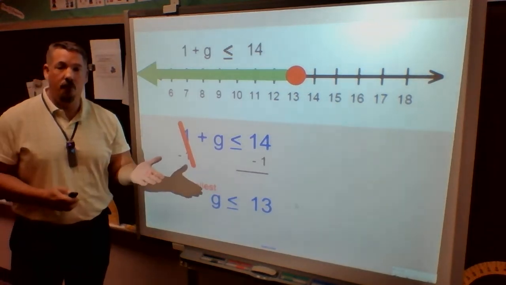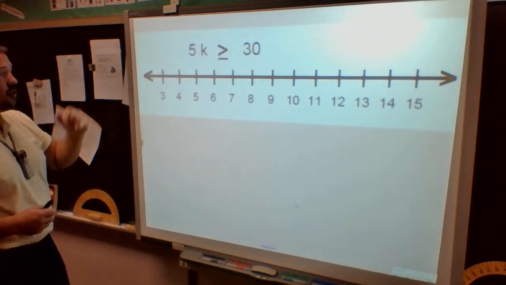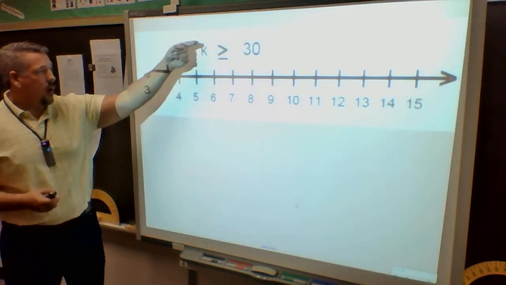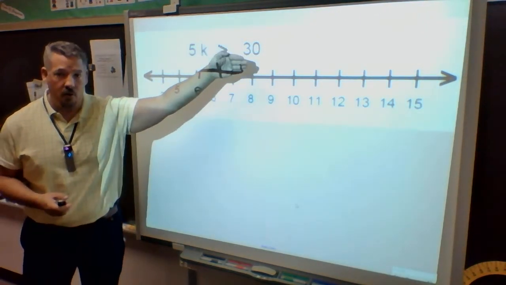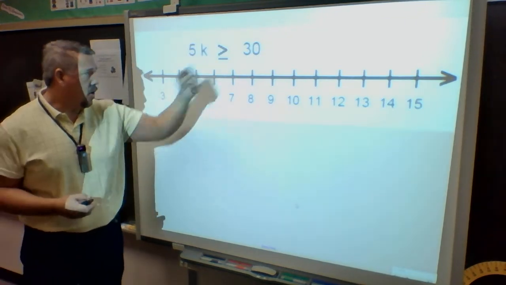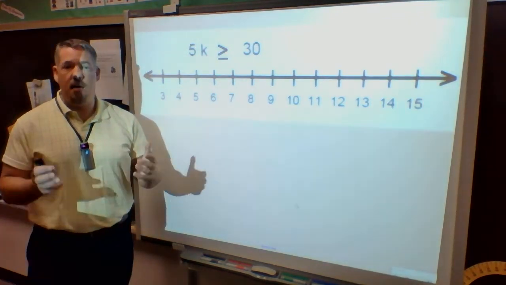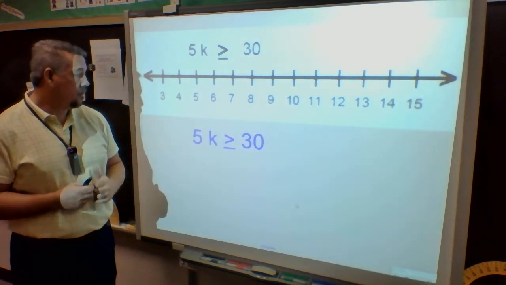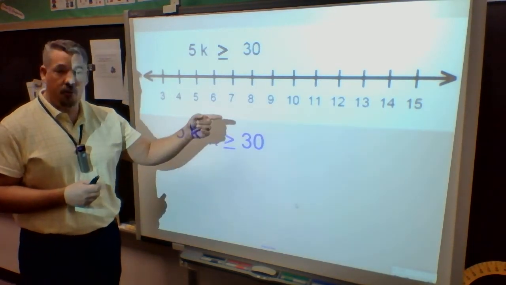So flip your paper over. Now you should see this at the top of your paper. I have 5k is greater than or equal to, because it's pointing away from them, 30. I start the same way I do with the addition and subtraction. I'm going to write the problem down where I can work with it. 5k greater than or equal to 30.